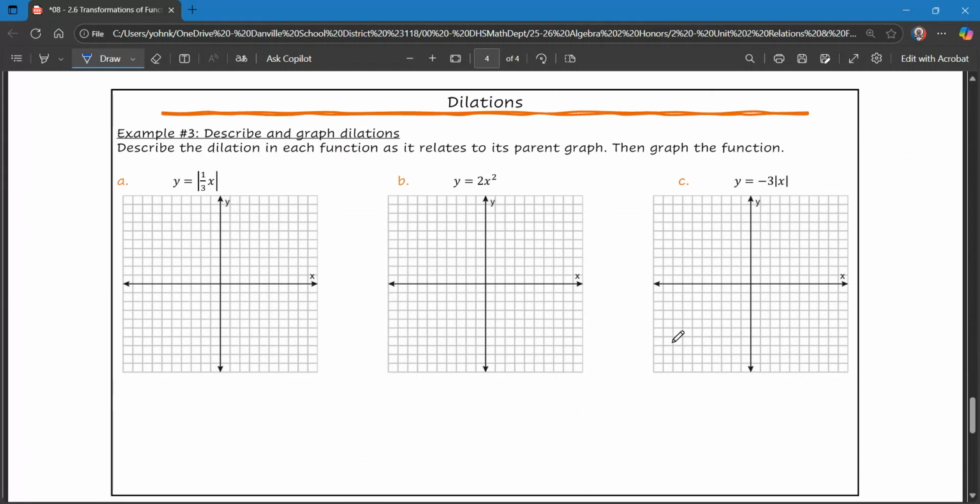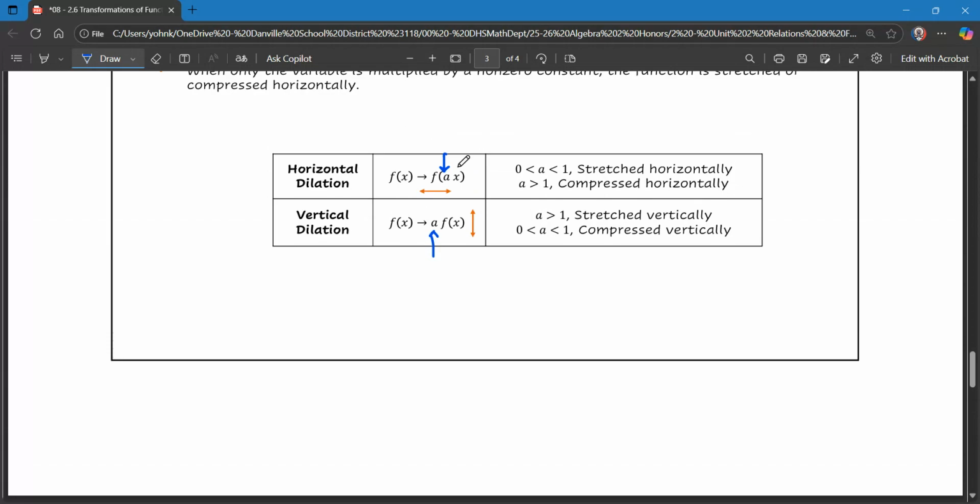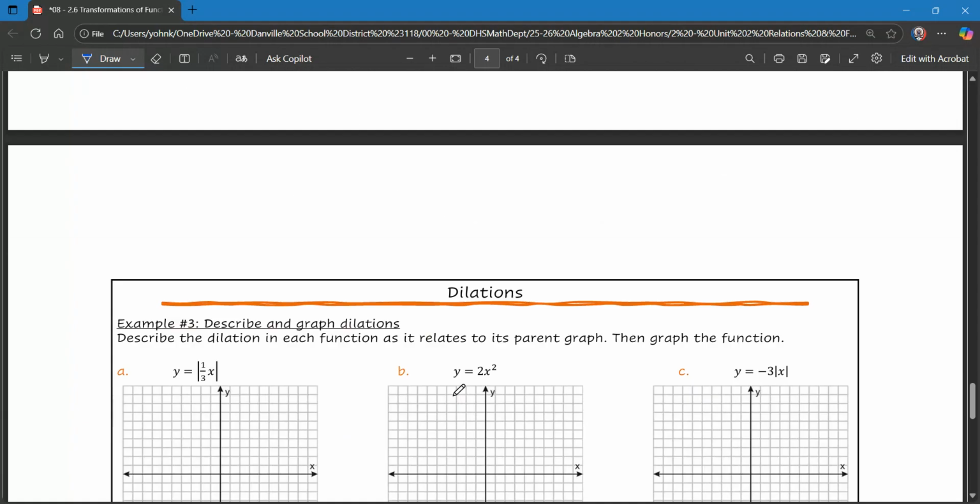Describe the dilation in each function as it relates to its parent graph, then graph the function. Okay, letter A, y equals absolute value 1/3 x. Well, our parent function is going to be absolute value x. The 1/3 is in front, and it's inside. So if we look at the rules, the inside 1/3, the number 1/3 is between 0 and 1. So we have a stretch horizontally.